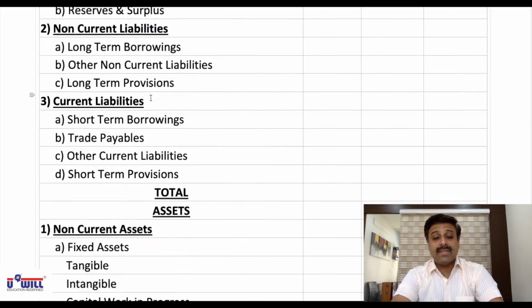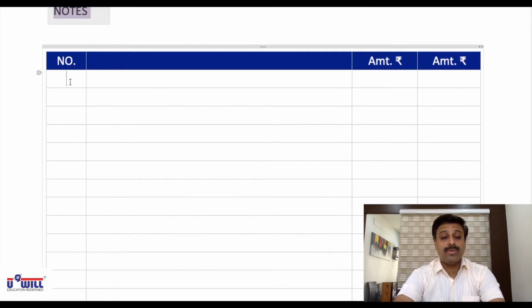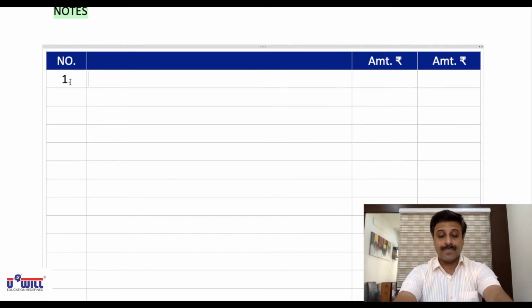I hope everyone is done with the formats. Now let us make the notes. First note will be of P&L statement. So, balance sheet. So first note will be of share capital.